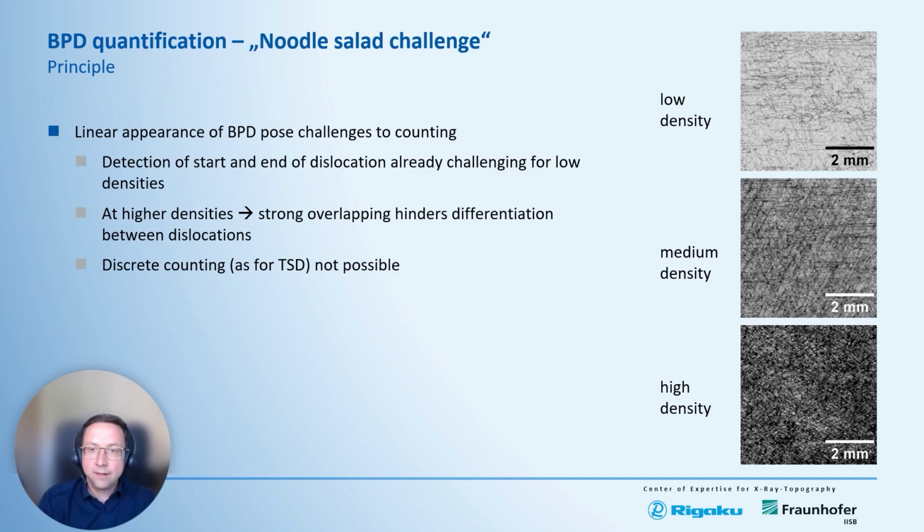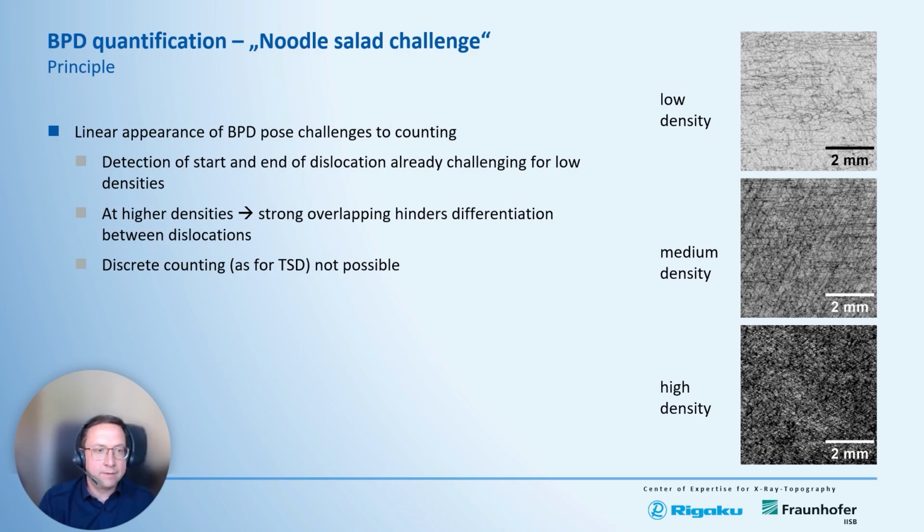On the next slide, I've brought you some typical examples of images which show different kinds of densities of the BPDs, so low, medium, and high densities. And to our understanding, it's a so-called noodle salad challenge. So what kind of thing do we have to detect?